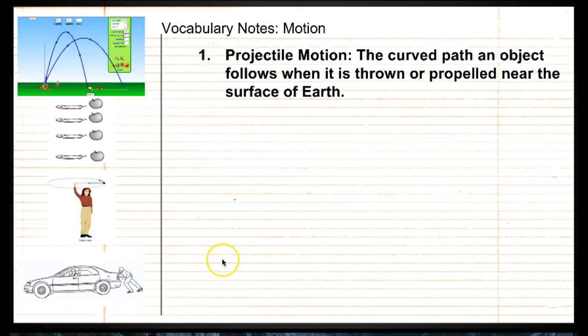Let's begin. For the first one, write projectile motion. Projectile motion is a curved path an object follows when it is thrown or propelled near the surface of the earth. So you can see here, there's a cannon firing, and you can see these arches or arcs. These are projectile motion. These are the curved paths that happen because gravity is pulling on the object.